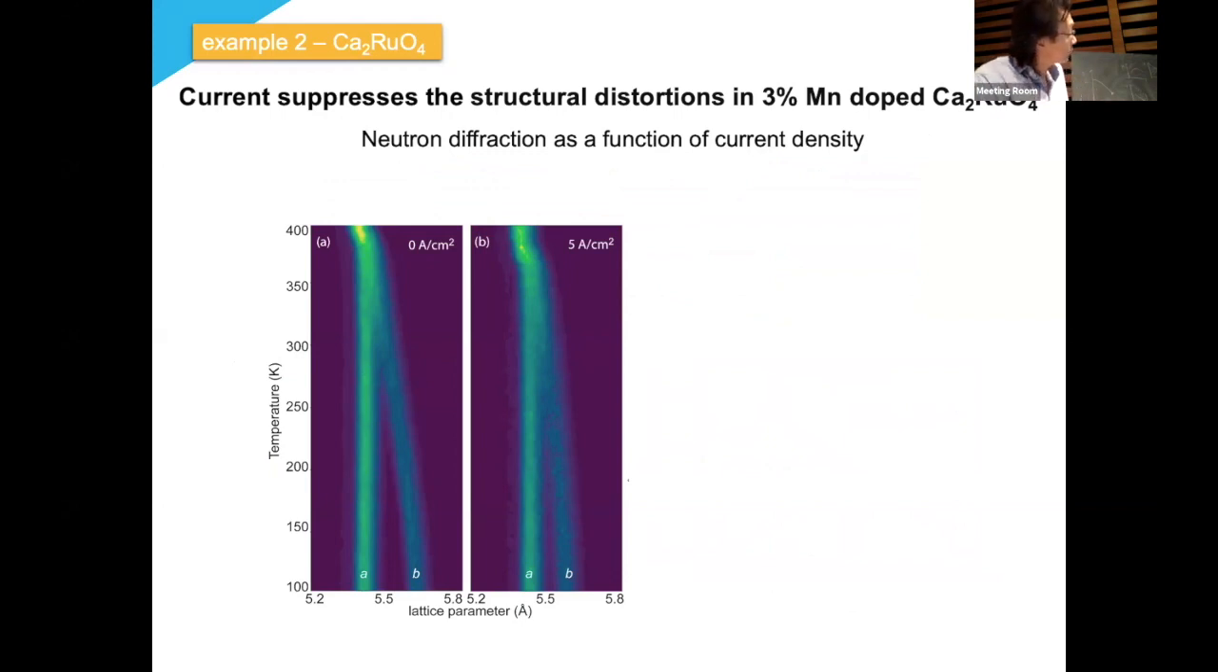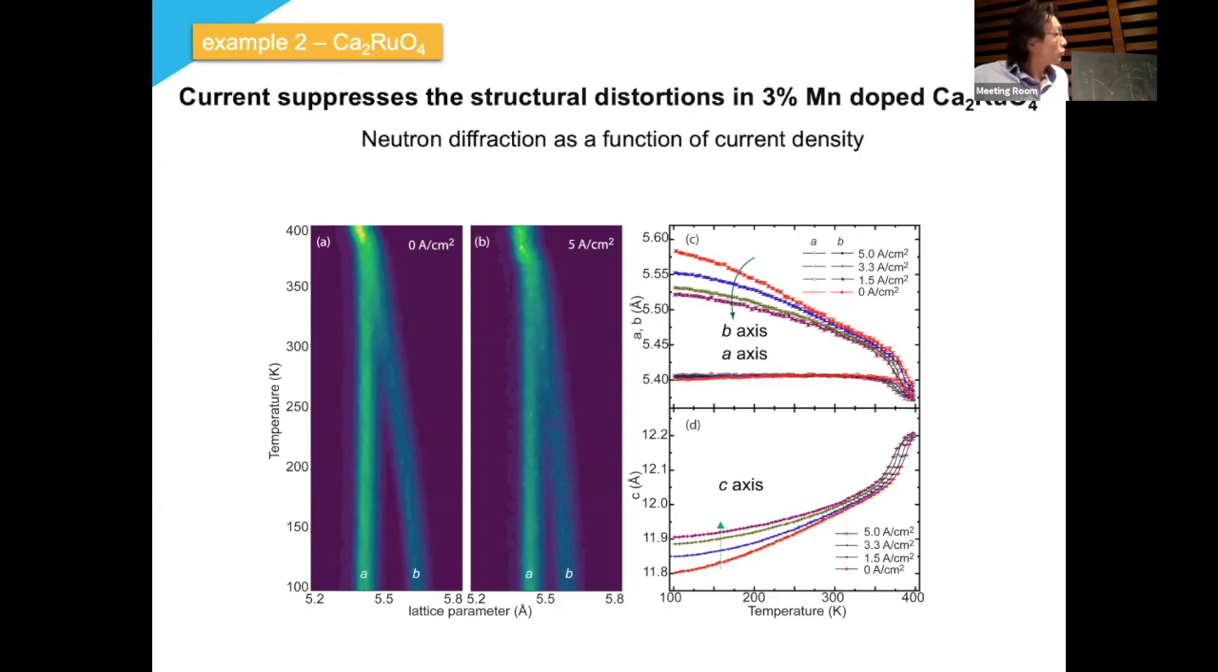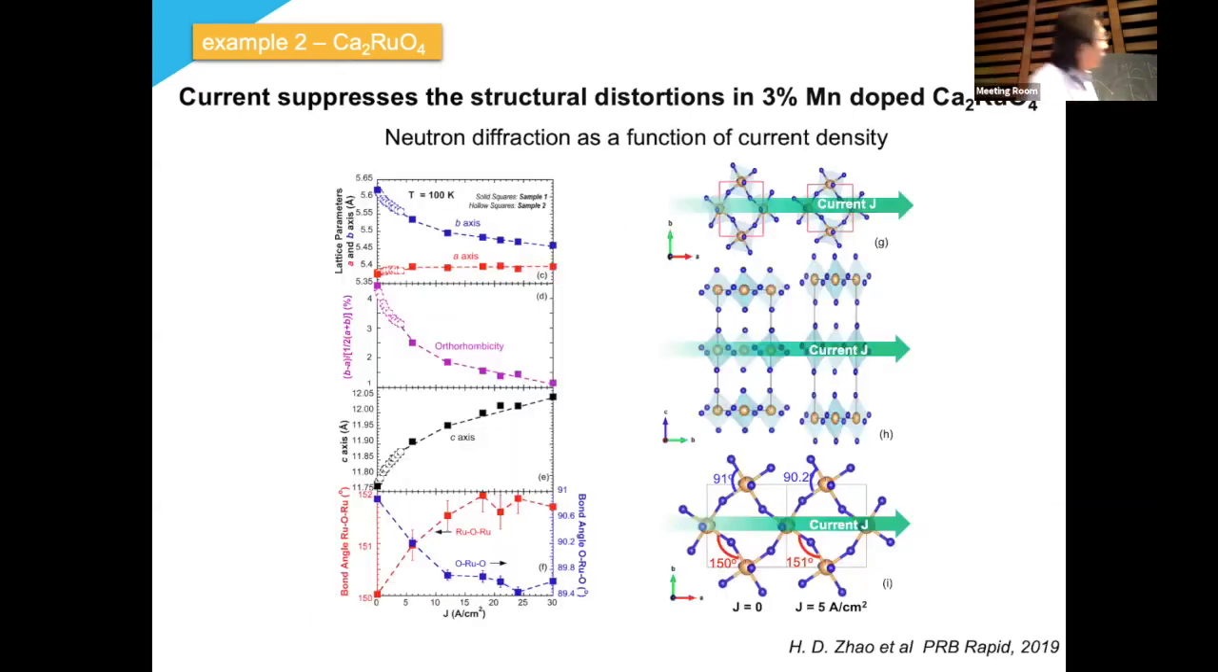This is neutron diffraction data. This is the temperature, and this is the A-axis and the B-axis. As you can see, without current, we have this split in AB. In other words, there is a strong orthorhombicity. But as we apply current, this orthorhombicity is reduced. Without going through too much detail, let me just give you the summary of the structure.